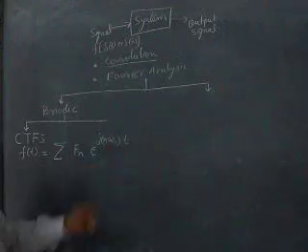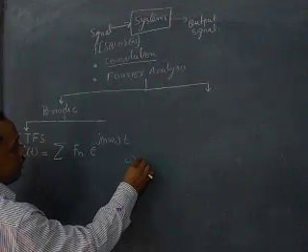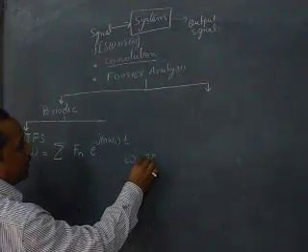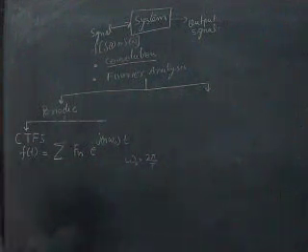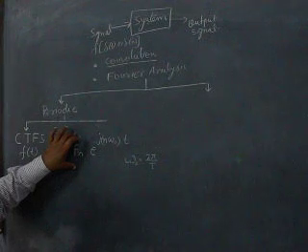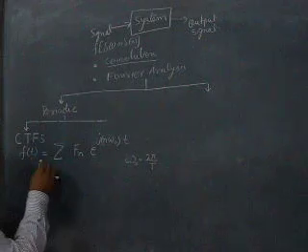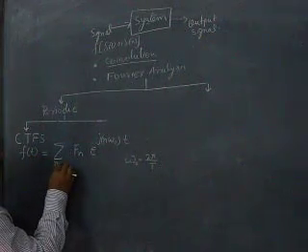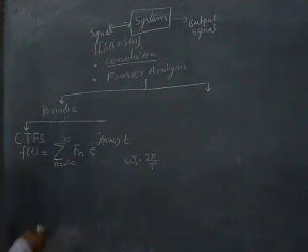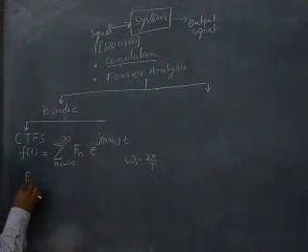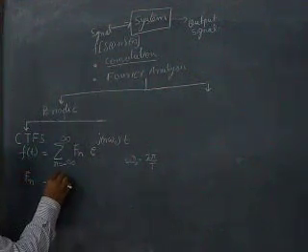Omega naught is represented as 2 pi f naught or 2 pi by T, where T is the fundamental time period selected for the periodic function. And this n will be considered from which range? Minus infinity to plus infinity. And F_n is the Fourier series coefficient.